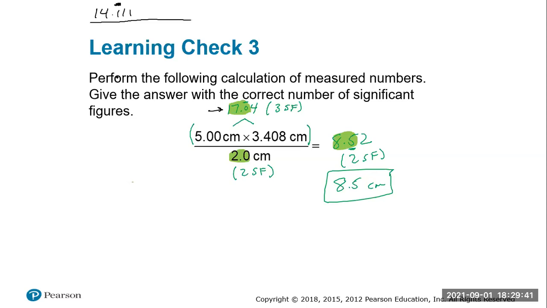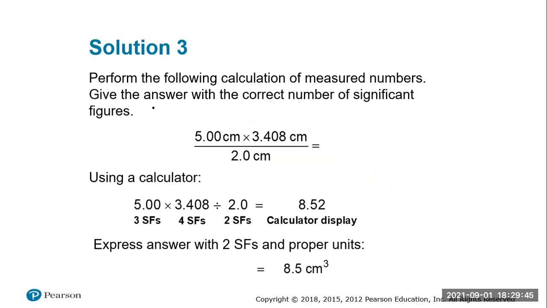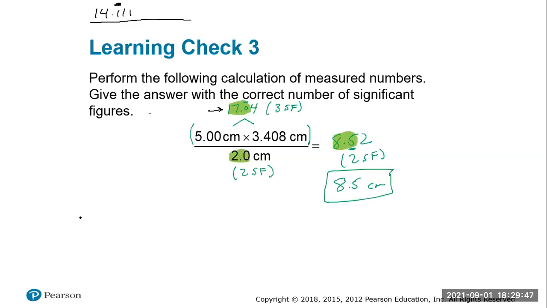Other questions on that? Professor? Yeah. So what happens if the numerator is an addition problem? So what if it was 5.00 plus 3.48 divided by 2.0? Yeah, so you would do it very similar to that other example we did. You would just do the same sort of operation. So like 5.00 plus the 3.408, and then we'll divide it by the 2.0. So you just do the addition part first.